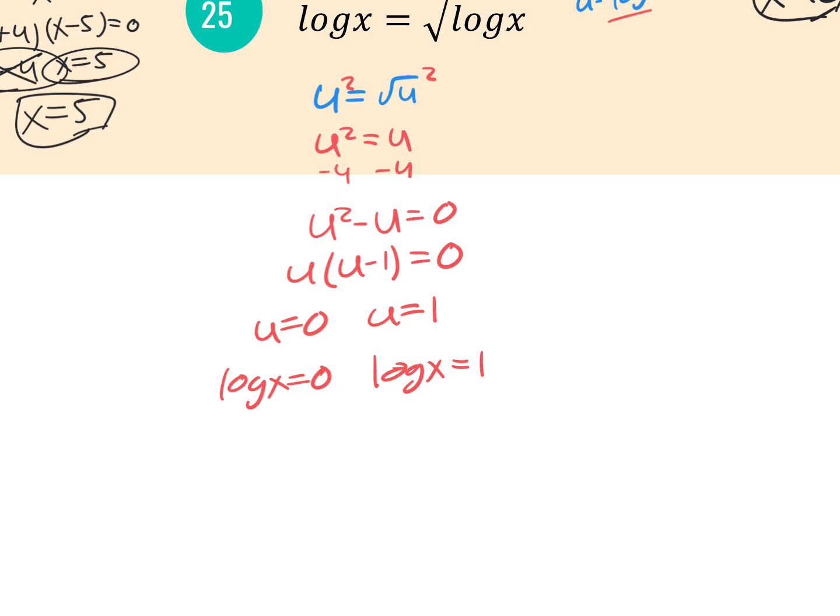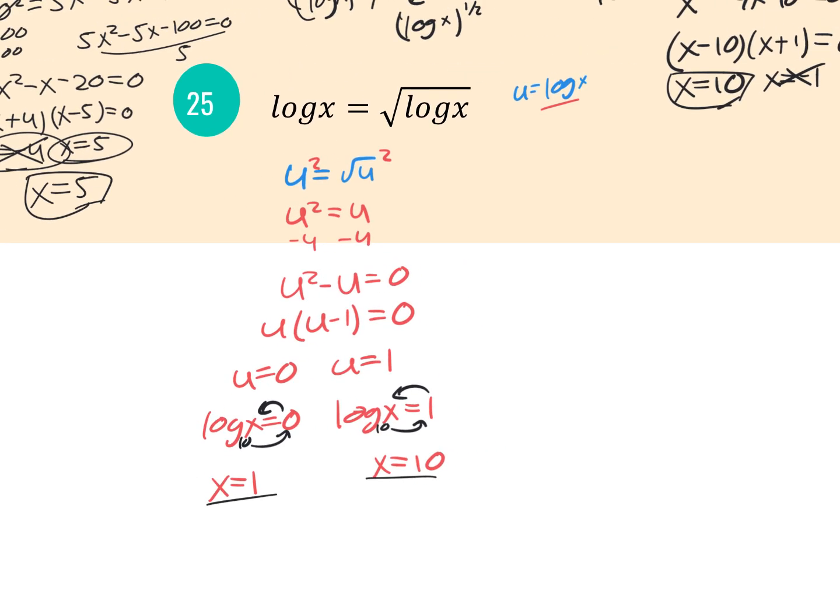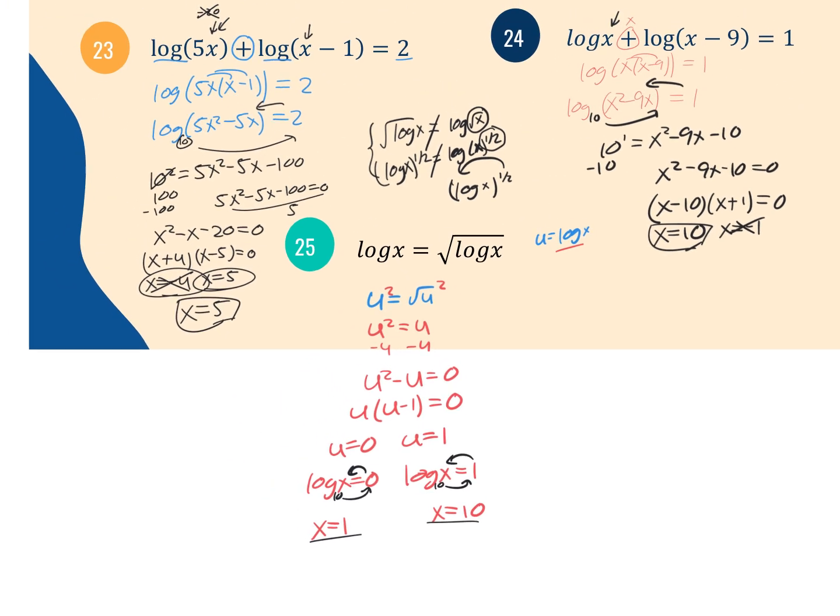You can hopefully right away see that x equals 1 and x equals 10, but if you didn't, you would just write the base 10, raise it to the power of 0, set it equal to x. Raise it to the power of 1, set it equal to x, and then you would get these exact same answers. And then both of these work when you plug them back into your original, so we don't have any extraneous solutions there.